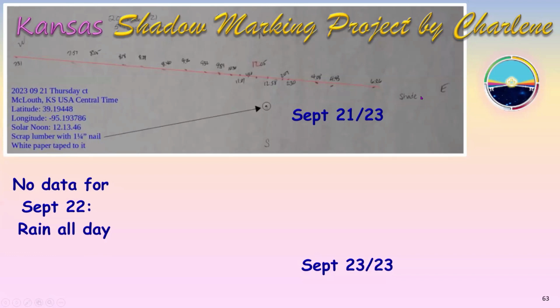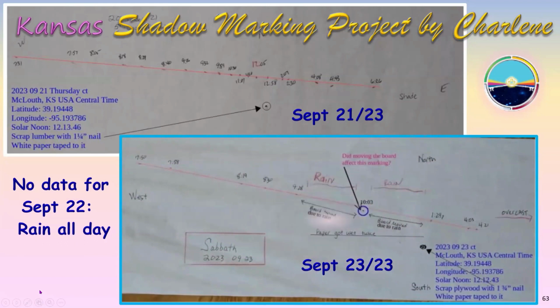And she said, oh, there was shade. She couldn't get past 6:26 in the afternoon because she had shade. So practicing the 21st. She said no data on September 26th. She had rain all day. But on September 23rd, this is what she has.